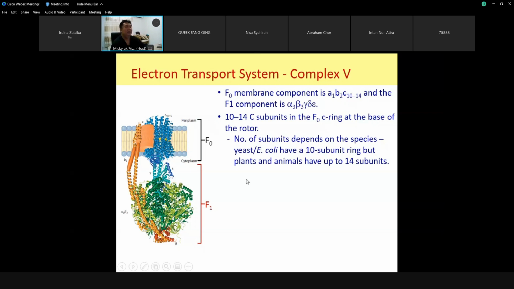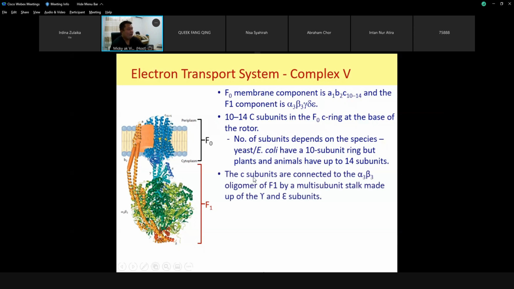Alright, so look at this lecture again later. You Google the structure for complex 4, on YouTube, it gives you a clearer picture. So the C subunit, this ring, the 14 to 10 subunits, is connected to the alpha 3 beta 3 by the gamma and the epsilon. So the stalk is connected to the knob by the gamma and the epsilon subunit.